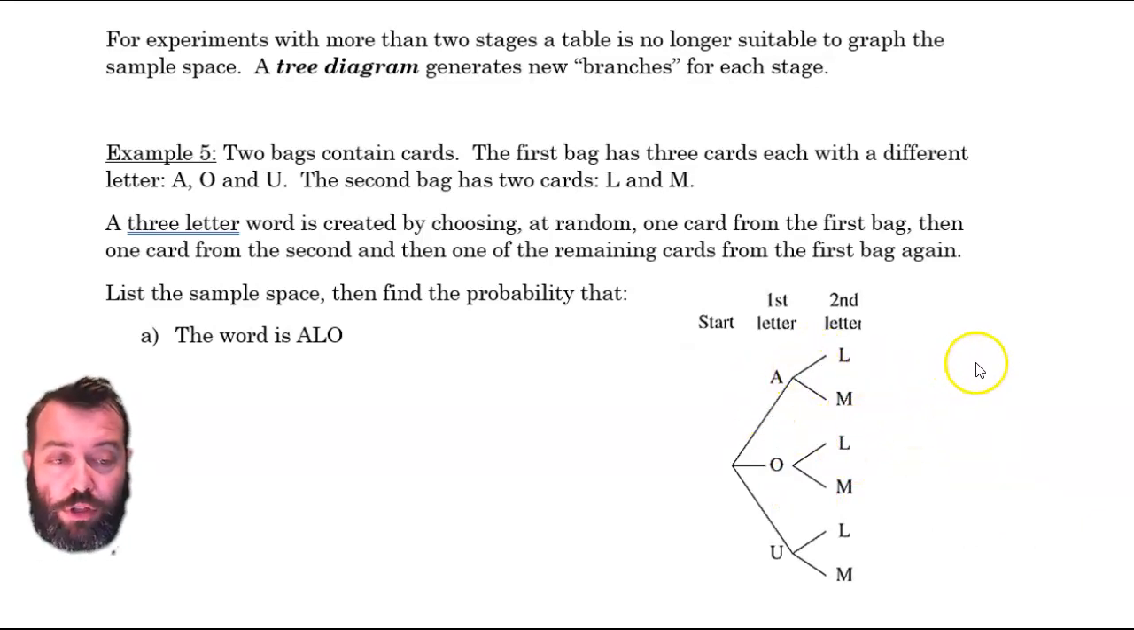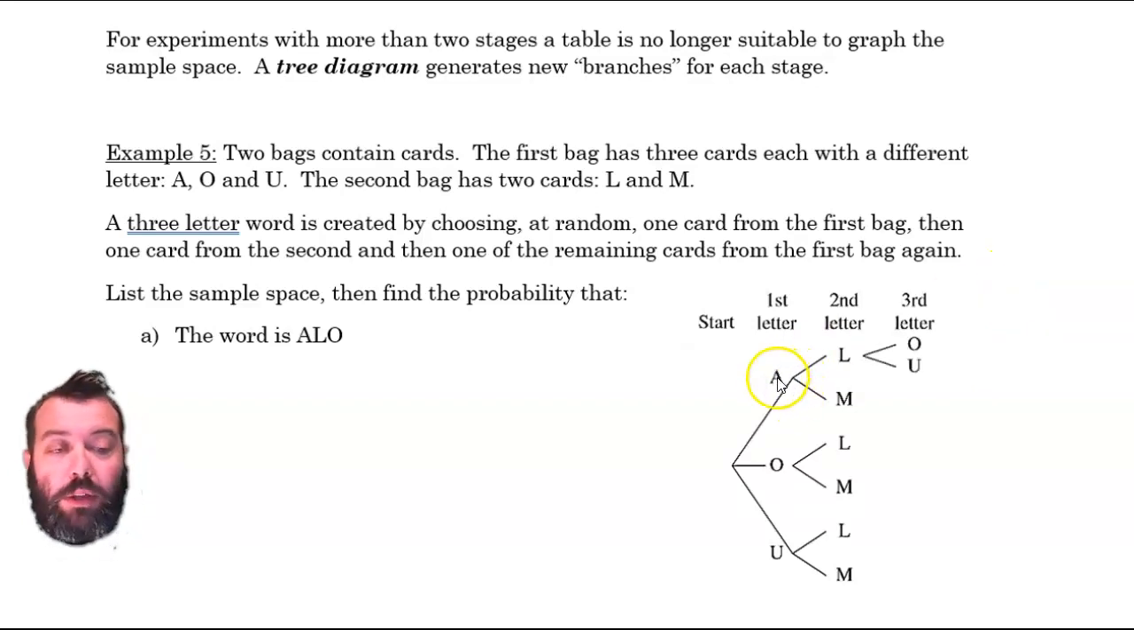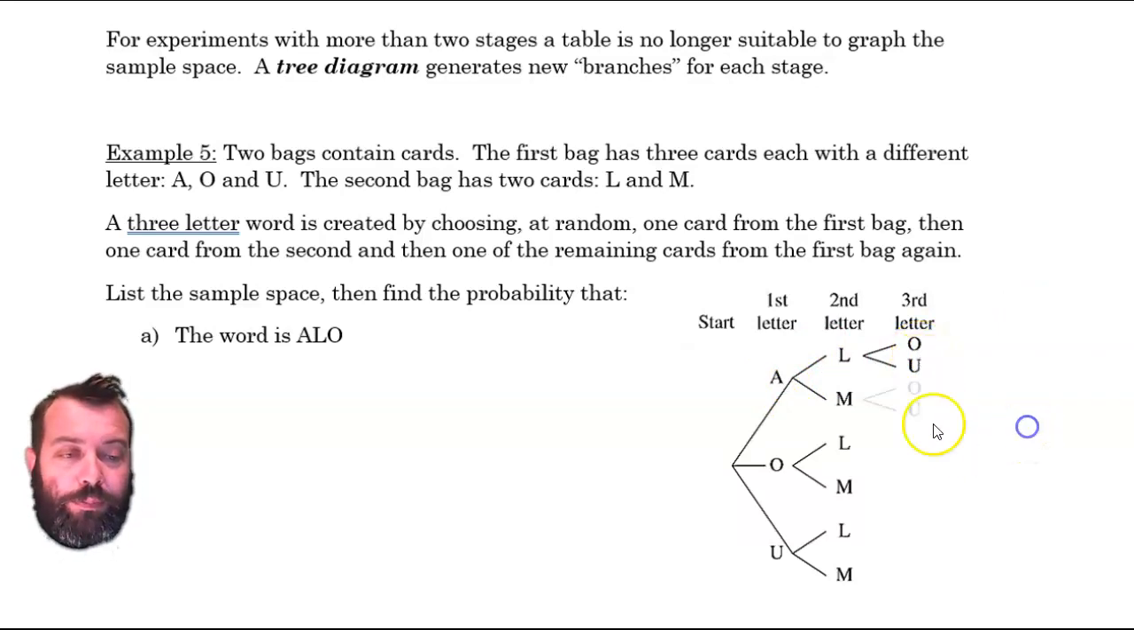I still need to choose the third one, and remember this is coming out of the first bag. Now, the first bag only has 2 cards left in it. So if the first card was an A, the last card can't be an A, only an O or a U. So O and U branch off each of those previous branch tips, and so on until we have finished our tree.